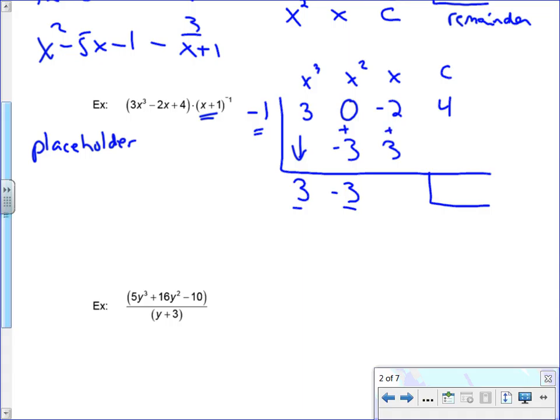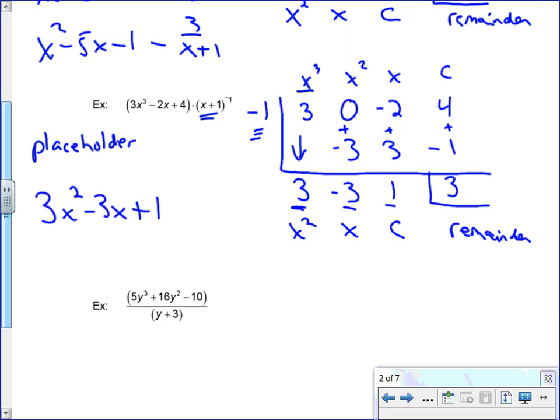Add. -2 plus 3 is 1. Okay, then you multiply. -1 times 1 is -1, and then you add, and we have a remainder again. All right, we have to drop these each down by 1 degree. So this was x cubed. So this one is going to be x squared, x, and our constant, and our remainder. Okay, so last time I'm going to write all of that on there. So our final answer is 3x squared minus 3x plus 1, and our remainder is 3 over x plus 1.